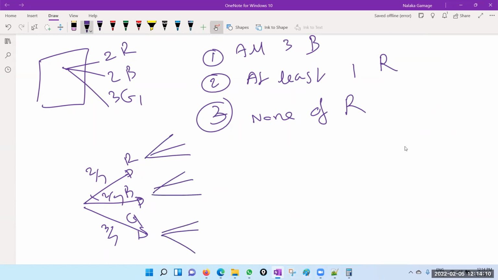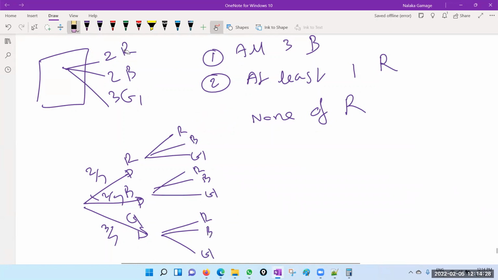Okay, let's keep this here. Again, red, blue, green, red, blue, green, red, blue, green. Because we replace, again, we get the same values. 2 divided by 7, 2 divided by 7, 3 divided by 7, 2 divided by 7, 2 divided by 7, 3 divided by 7, 2 divided by 7, 3 divided by 7.